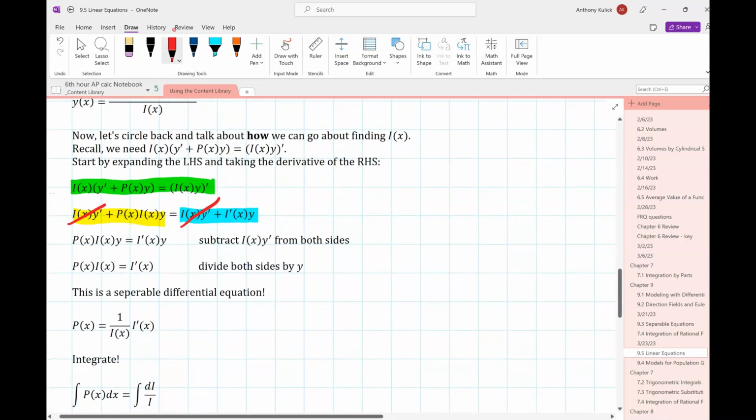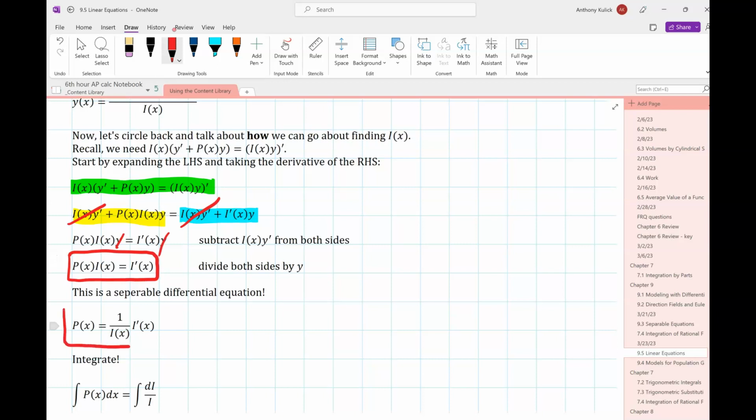Now I have a y on both sides. Divide both sides by y, and I have that p of x times I equals I prime of x. This is just a separable differential equation. I'm just going to divide both sides by I of x to separate the p of x's and I of x's. And now we can integrate.